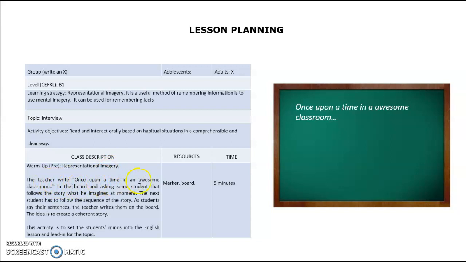where the teacher writes "once upon a time" on the whiteboard or in front of the class, and asks a student to follow the story with whatever he imagines at the moment. The next student has to follow the sequence of the story, and so on. As a student says their sentence, the teacher writes it on the board. The idea is to create a coherent story. That is the warming up. It is about five minutes. Also, this activity is to set the students' minds into the English lesson and lead into the topic.